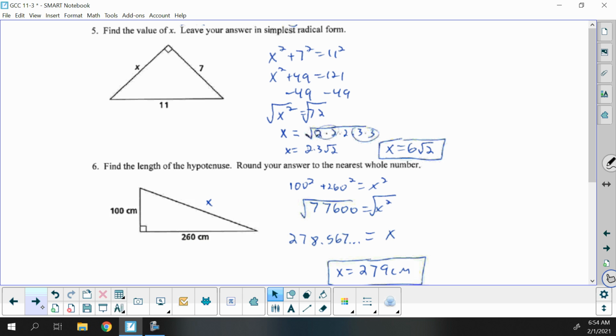We have a right triangle. We know 2 of the 3 sides, do Pythagorean theorem. You end up with square root of 72, do your menu number factor. You got a set of 2's, a set of 3's with a 2 left over, so that'll be 6 square root of 2. And then in 6, we want it to the nearest whole, not nearest tenth, so you can just put your square root in the calculator and we'll have 279, and this one had units, so make sure to put your centimeters on your answer.